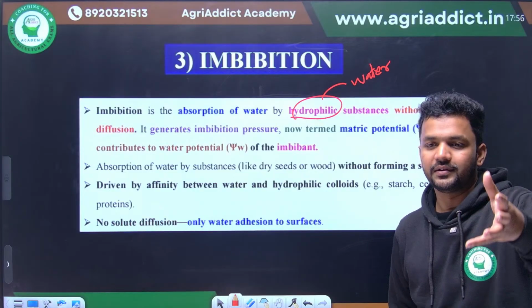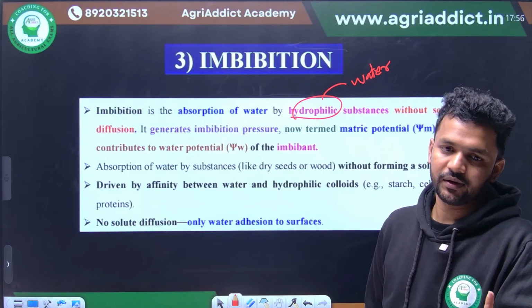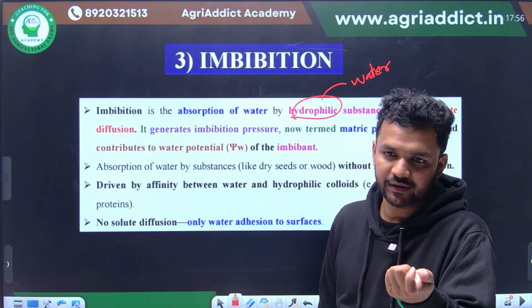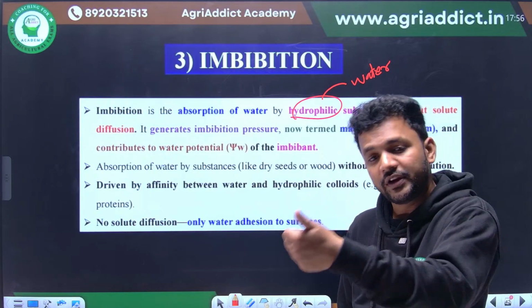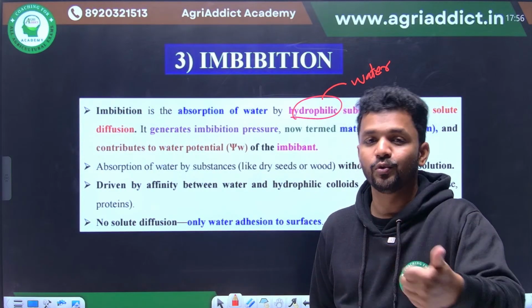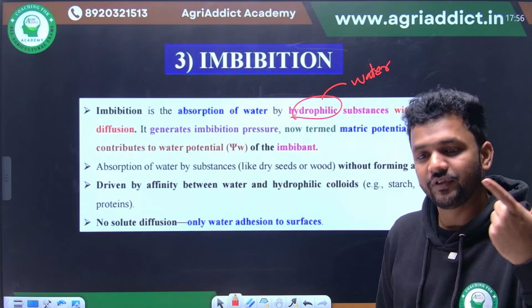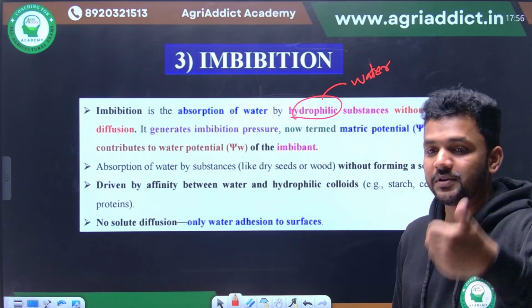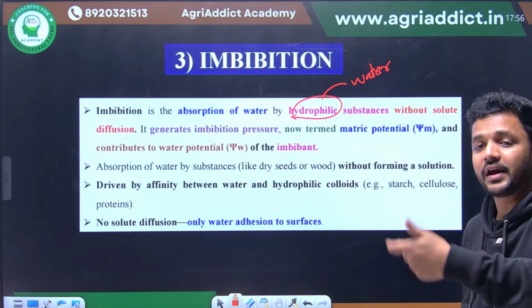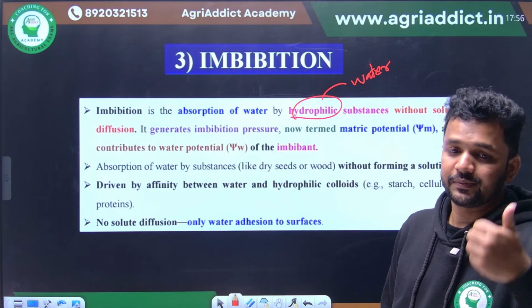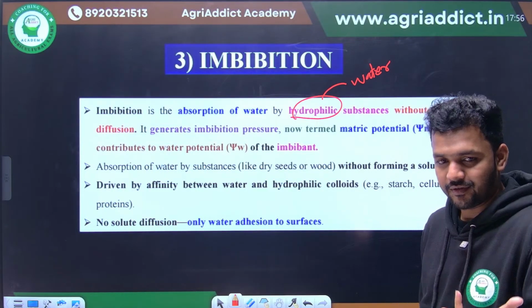Like oil doesn't have any affinity for water, it will not absorb the water. But wood has an affinity for water, not all wood though. So only a hydrophilic substance will show imbibition, or imbibition will only occur in a hydrophilic substance, or the substance which has a love for water.